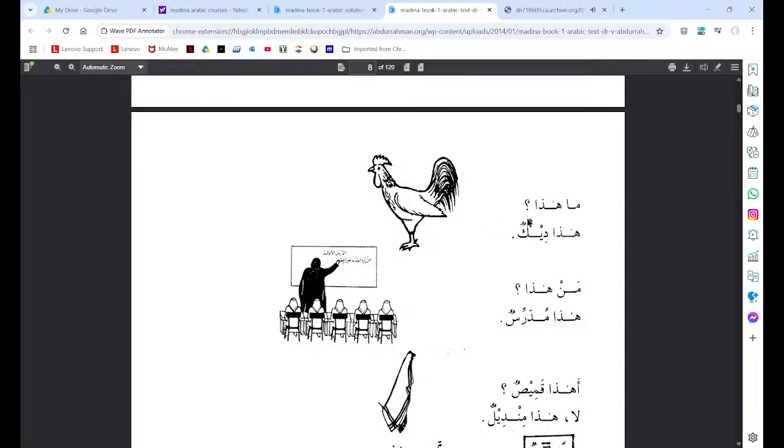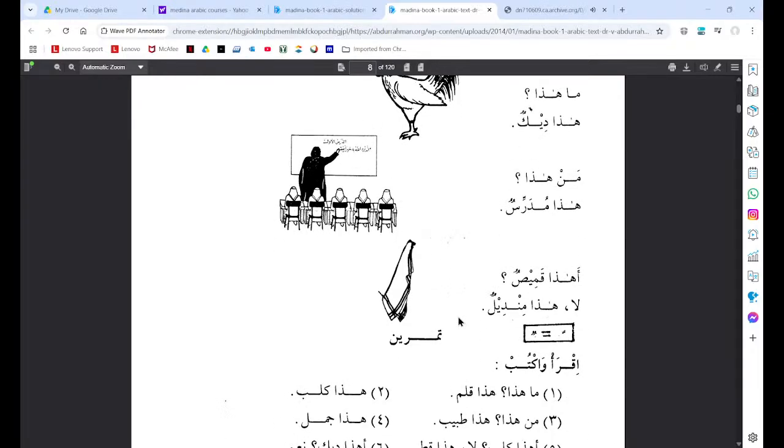ما هذا؟ What is this? This is not a chicken. هذا ديك. This is a rooster. من هذا؟ هذا مدرس. This is a teacher. This is not a very good picture, right? But هذا قميص. Is this a shirt? لا هذا منديل. No, this is a handkerchief. منديل is handkerchief.